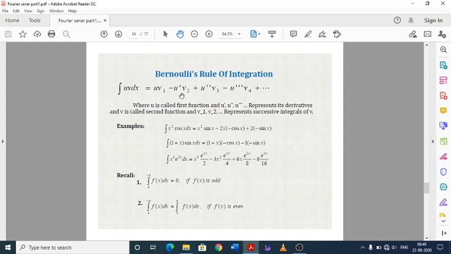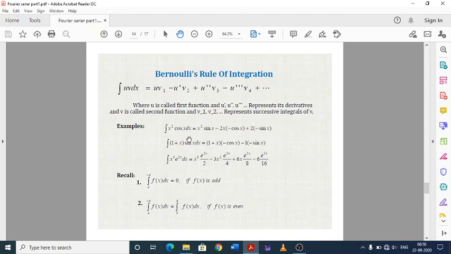So in each term you have to change the sign: minus, plus, and so on. Along with that, you have to go on differentiating the first function and integrating the second function. This will be continued till you get the zeroth term, that is, in some step you get 0. Till then you have to continue this process. When you get 0, you have to stop the procedure there. So in each step you change the sign, differentiate the first function, and integrate the second function.